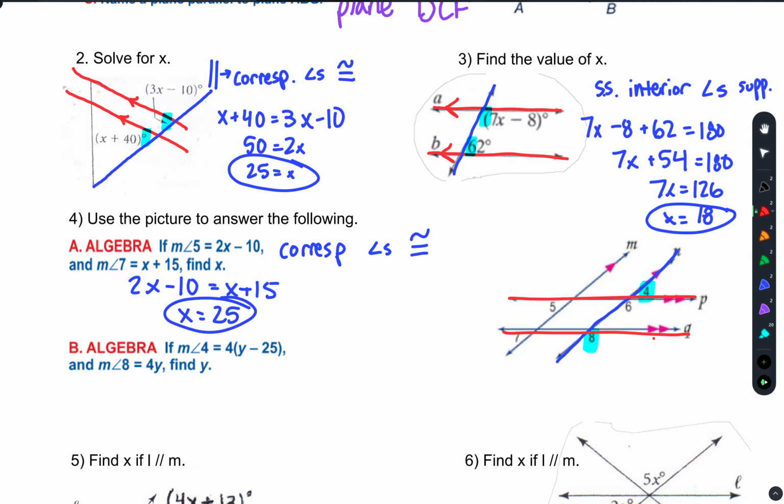Go ahead, if you got it. Perfect. They are on the same side of that transversal, and they are exterior to my two parallel lines. So what's their relationship? What do we know about them? They're either congruent or supplementary. Which one is it? Catherine. Perfect.